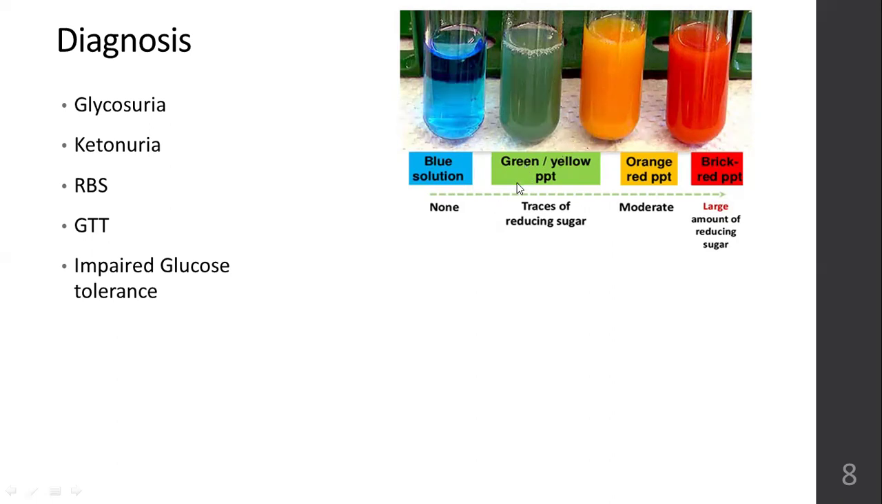Green, if the color changes into green, very trace amount of sugar, not enough for you to declare them as diabetic. Orange, this could be a pre-diabetic state. Moderate amount of glucose is present in the urine. Brick red color, if it is turning into red color, it means large amount of sugar is present in this urine sample. The person is definitely diabetic. So this is one of the glycosuria tests. Nowadays, dipstick test is also available. You get certain sticks which you can just dip into the urine sample.